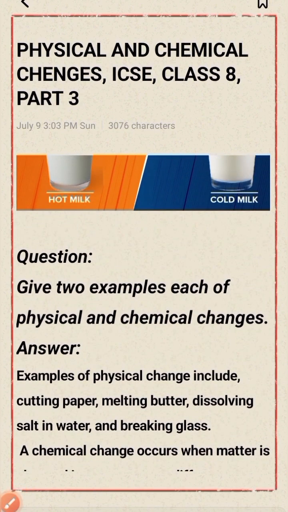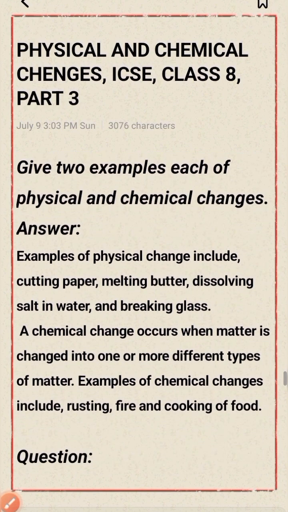Okay, next question: give two examples each of physical and chemical changes. Examples of physical change include cutting paper, melting butter, dissolving salt in water, and breaking glass. A chemical change occurs when matter is changed into one or more different types of matter. Examples of chemical changes include rusting, fire, and cooking of food.